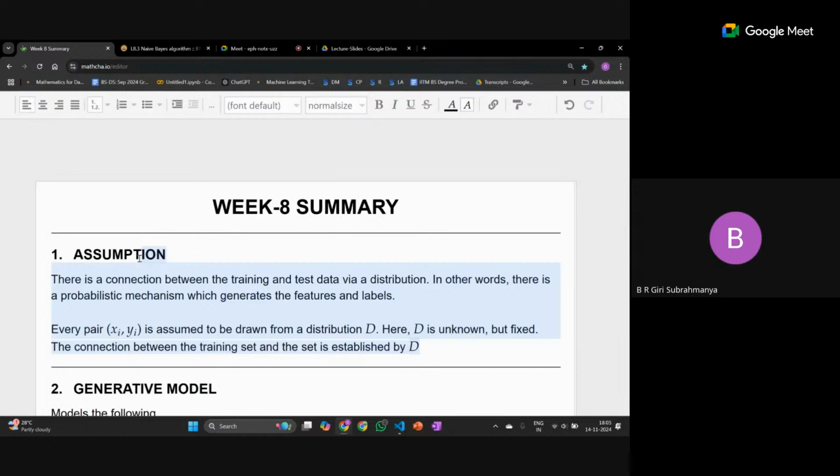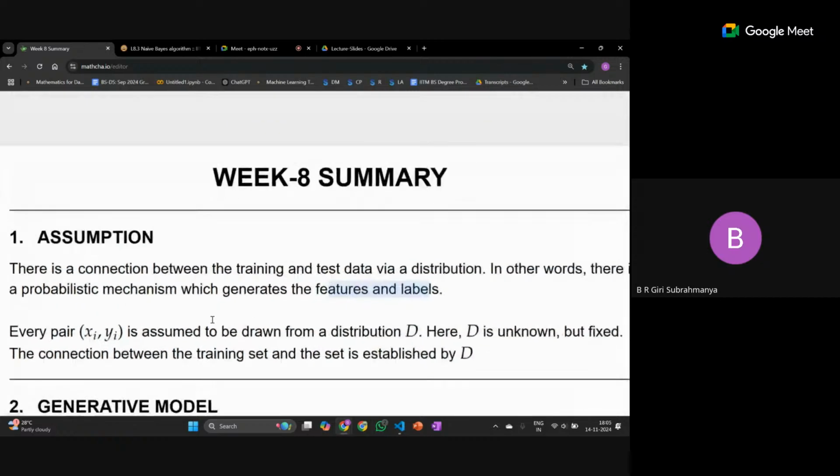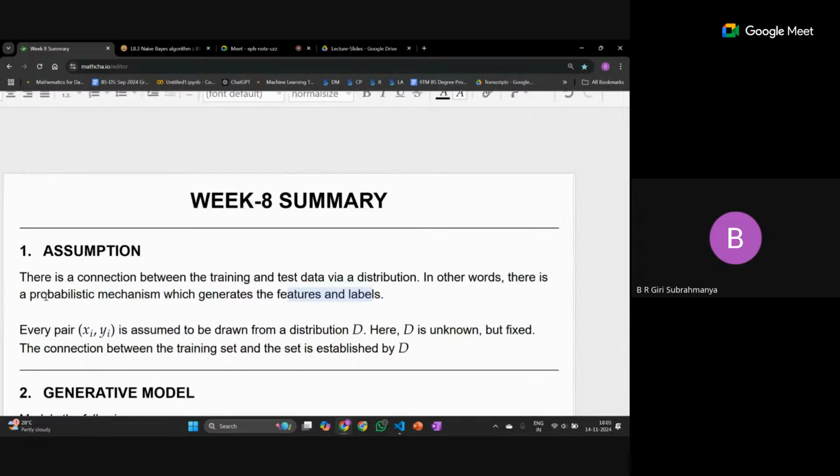So our assumption is there is some relationship between the training and test data points, and this relationship is given by a distribution. To put it another way, there is some probabilistic mechanism which generates the features and labels.